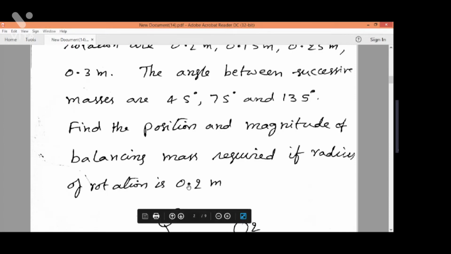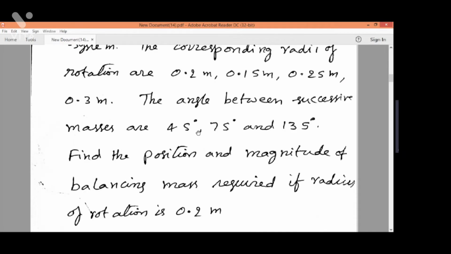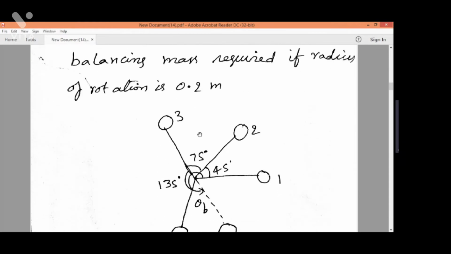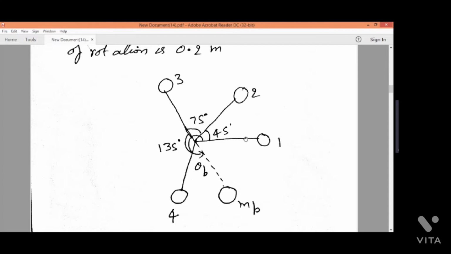The radius of rotation for the balancing mass is given to us. Because the distances between the planes are not given, this is a problem of the same plane. If I draw the angular positions, I have taken the first mass as the horizontal line. That means theta equal to 0 for the first mass, and this is taken as the reference. Then the second mass is at 45 degrees, as the angle between 1 and 2 is 45. Between 2 and 3 it is given as 75. Between 3 and 4 it is given as 135. I have added an additional balancing mass, and I don't know the value of theta for that additional balancing mass.